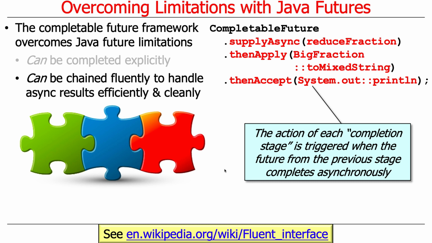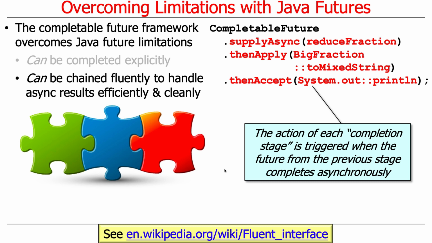This thenApply method also returns a CompletableFuture. And when this operation is done, that future becomes triggered or completed. And that triggers this next method in the chain of fluent method calls to run. And that will, in this case, go ahead and print the results out. So this will get a BigFraction as the result of thenApply, and then we go ahead and print it out.